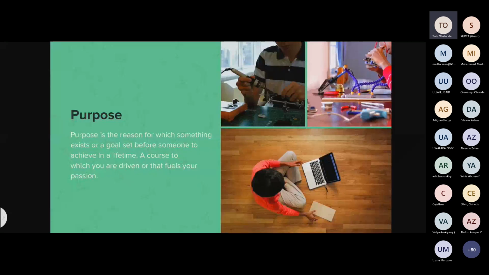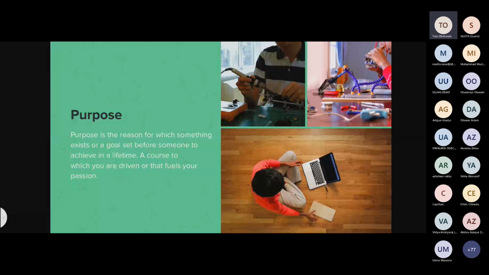So now look at my screen. You see, your purpose is the reason. I defined the purpose here. Your purpose is a reason why or for which something exists. Okay, the reason for the existence of something, or you can regard it as a goal set before someone to achieve in a lifetime. So that goal that is before you to be achieved.